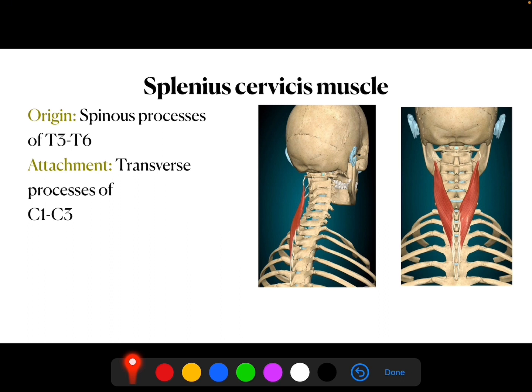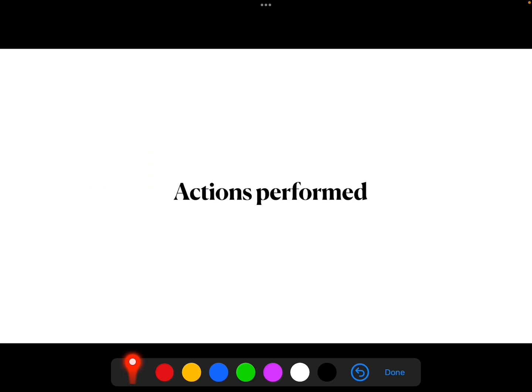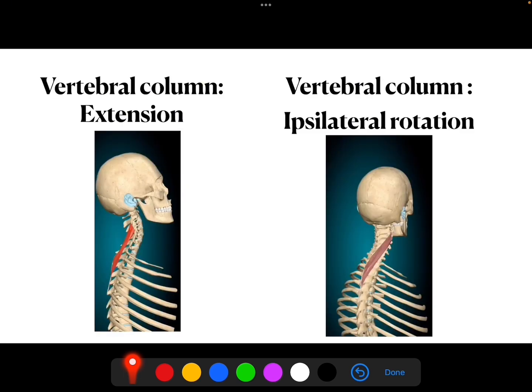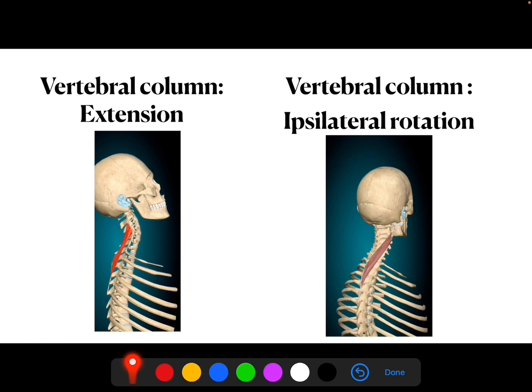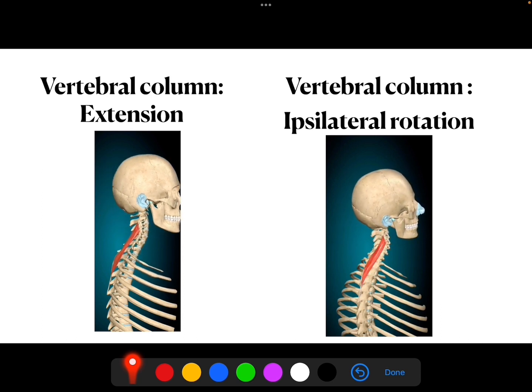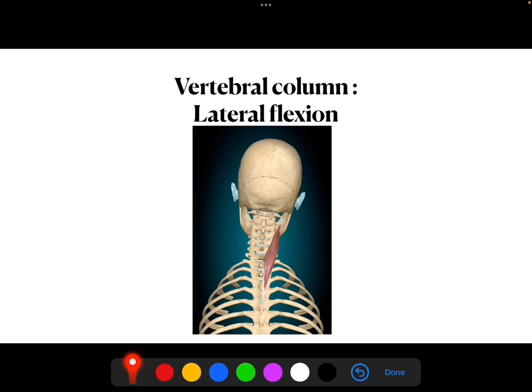Splenius cervicis muscle. It originates at the spinous processes of T3 to T6 and attaches at the transverse processes of C1 to C3. Actions performed by this muscle: extension of vertebral column, ipsilateral rotation of vertebral column, lateral flexion of the vertebral column.